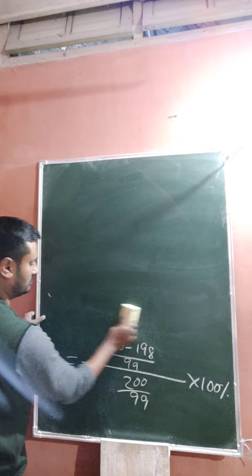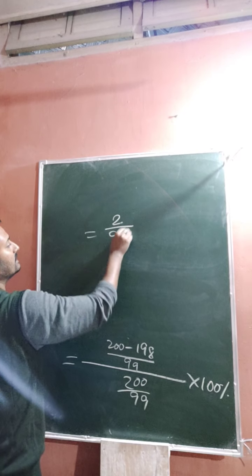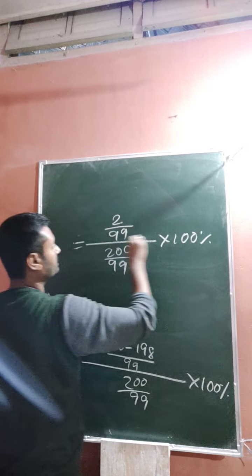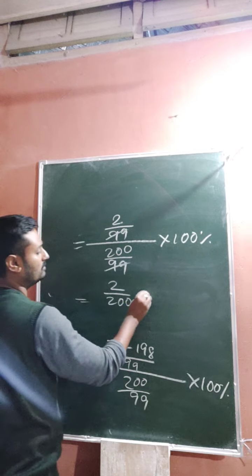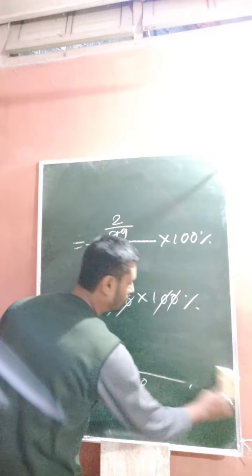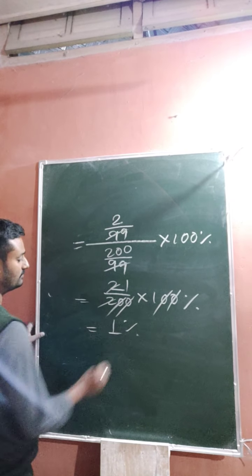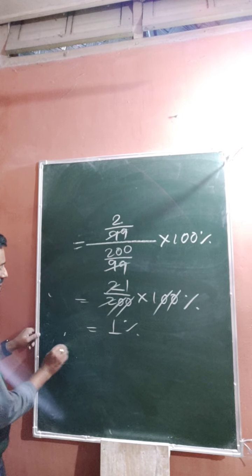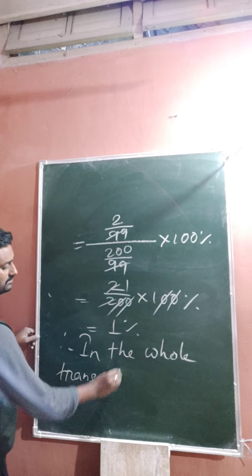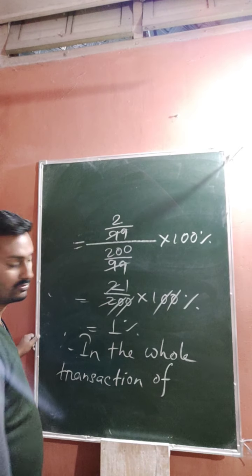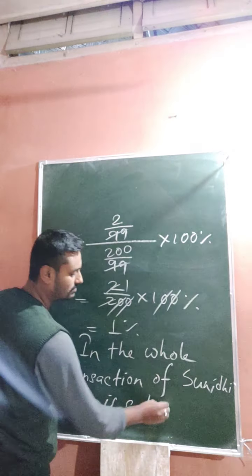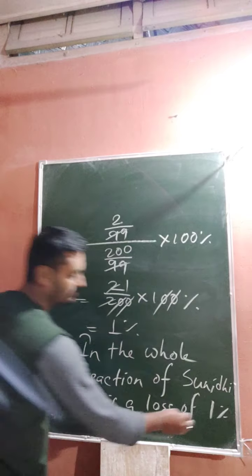200 minus 198 becomes 2, over 99, divided by 200 by 99, into 100%. Both the denominators 99 we can cancel, so 2 by 200 into 100%. Cancel the zeros, 2 by 2 gives 1, so that means 1%. That means in the whole transaction of Sunidhi there is a loss of 1%. This is a very important question.